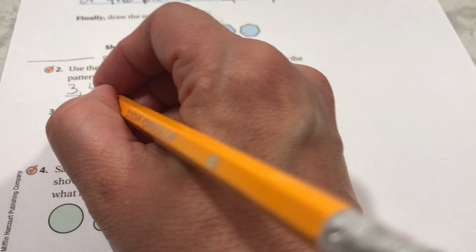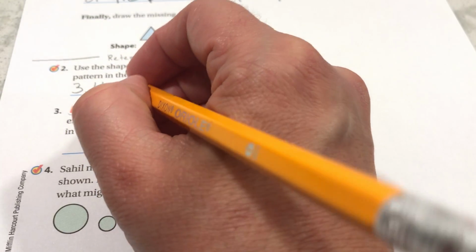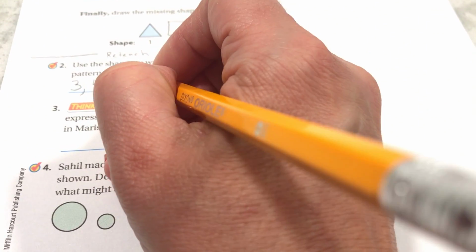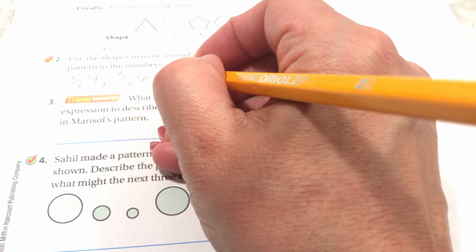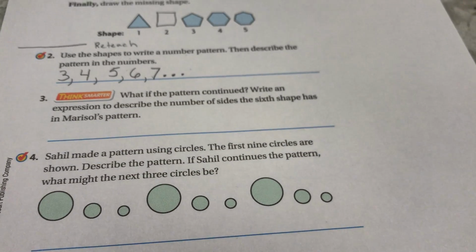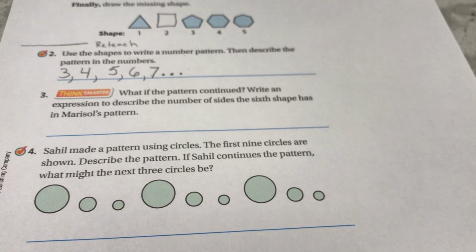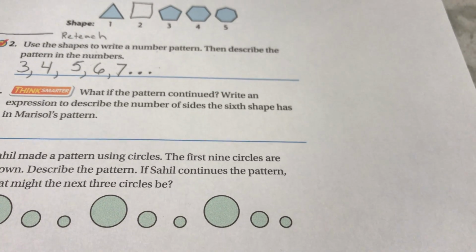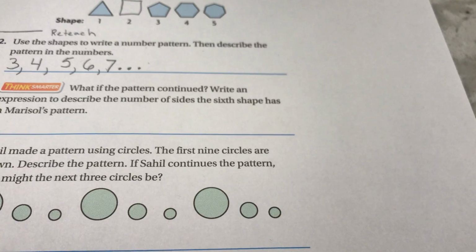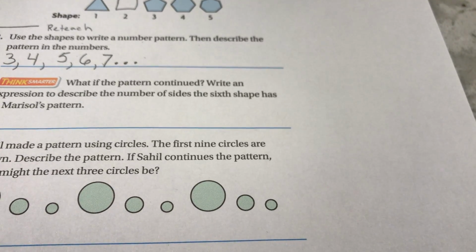That was the first one. Then we did 4. Then it was 5. Then 6. Then 7. And I'm going to go dot, dot, dot, because I can keep on going. That's all that is here, but I could keep on going. So it wants us to describe the pattern in the numbers.